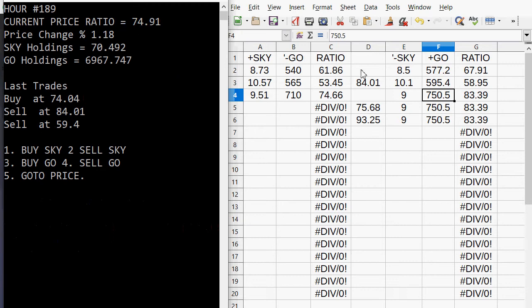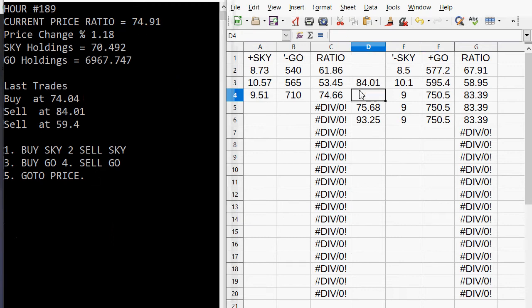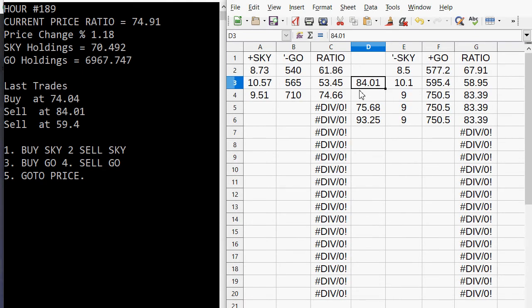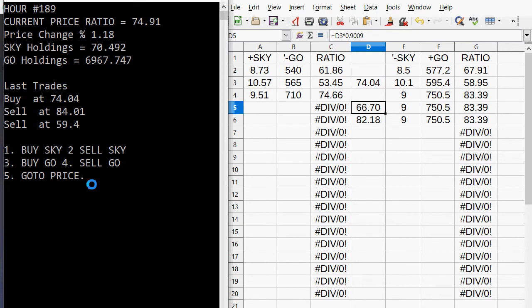So next hour it's just a 1.1% hour. So I'm going to put 74.04 in here. Create either a new sale or one of these buybacks in here. So it's either 66.7 or 82.18. So we'll go to price. We'll go 66.7, 82.18, and it goes on hour 195. I didn't count how many it was, but whatever. 63 and a third. So we'll get another one of those buybacks.